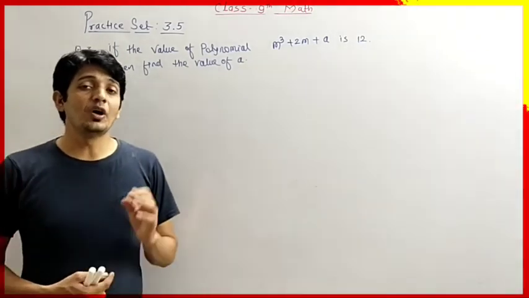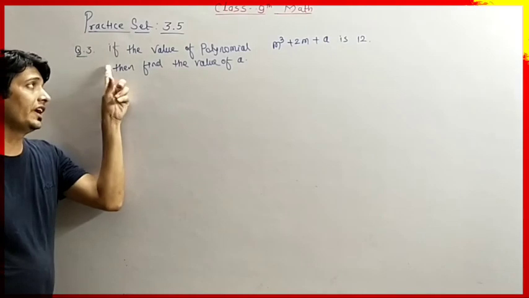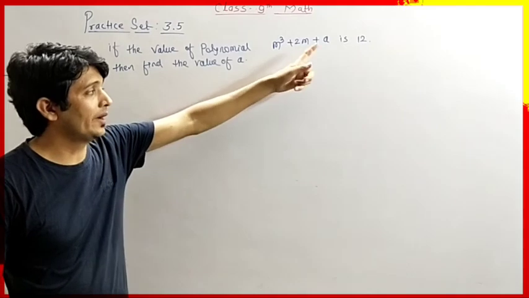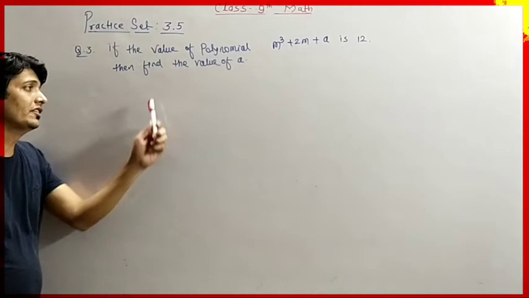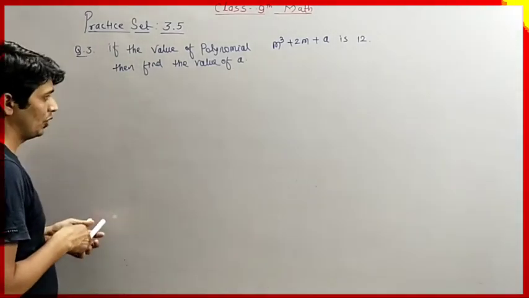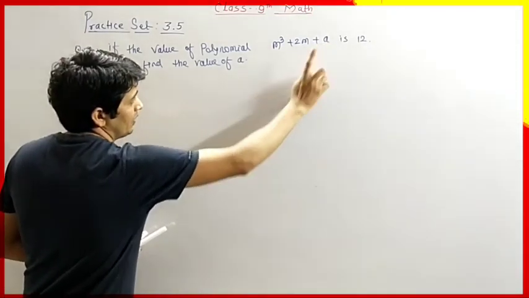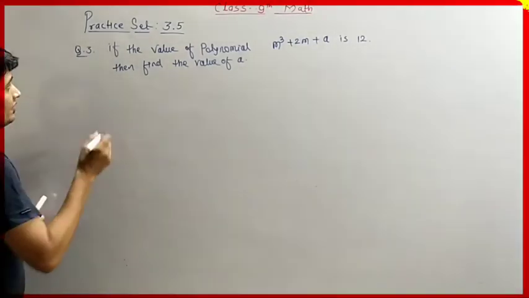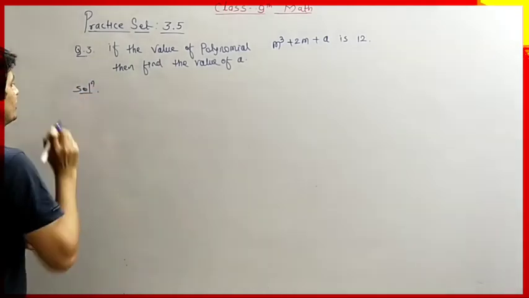So students, now we are going to solve the third problem. The third problem says if the value of the polynomial m cube plus 2m plus a is 12, then find the value of a. The polynomial and its value are given, so here we have to find the value of a. Okay, so solution.